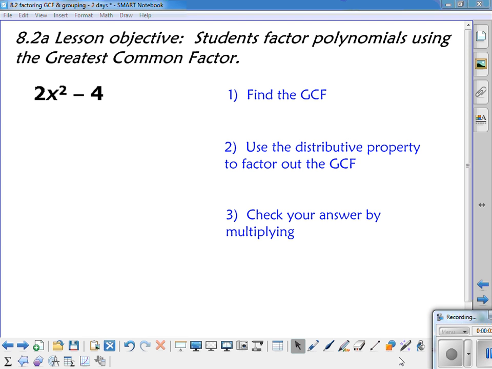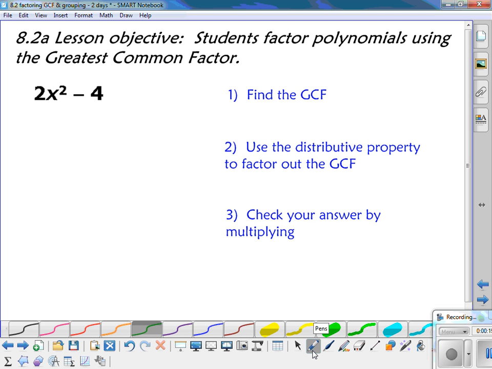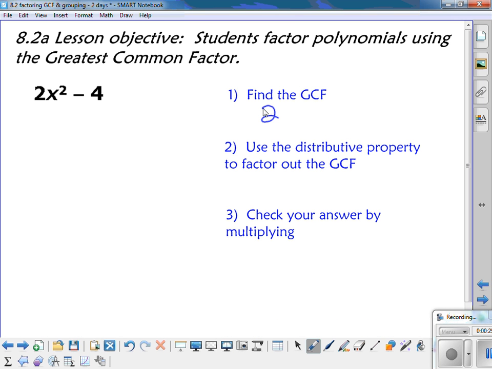Okay, so today we're going to factor polynomials using the greatest common factor. So we start off, I have an example here, we're going to have 2x squared minus 4. So the first thing you want to do is find the greatest common factor for 2x squared and 4. So the biggest number that's going to go into both of them is 2, and the 4 doesn't have any x's, so the greatest common factor is actually just going to be 2.